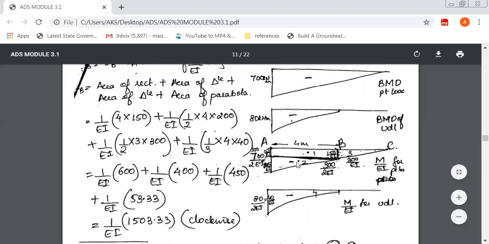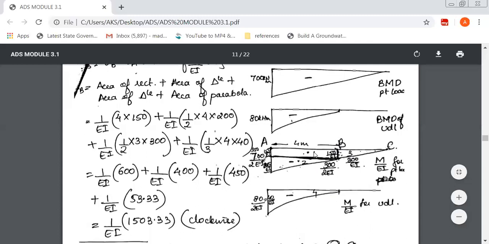Now, this is your choice. You can name this 1, 2, 3, 4 or 1, 2, 3, 4, provided you consider all the areas of the M over EI diagram. So let's start with this here. First, theta C. First, the area of a rectangle. Next, I've shown these markings as 1, 2, 3, 4. So this is second, the area of a triangle. Next, the area of the third triangle. And finally, the area of a parabola. We'll call this a parabola because this is a parabolic curve.